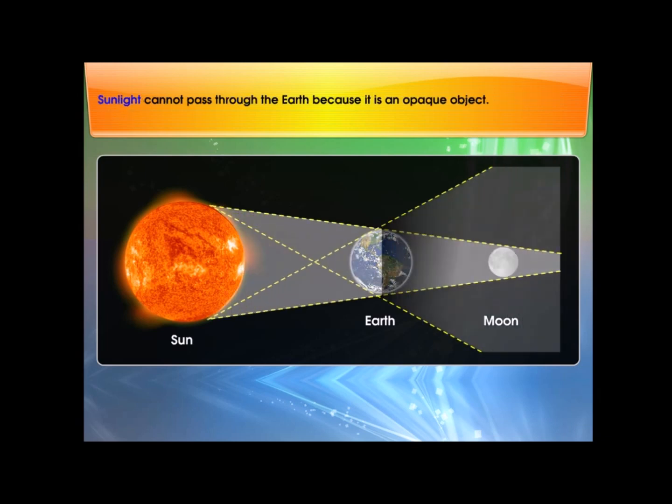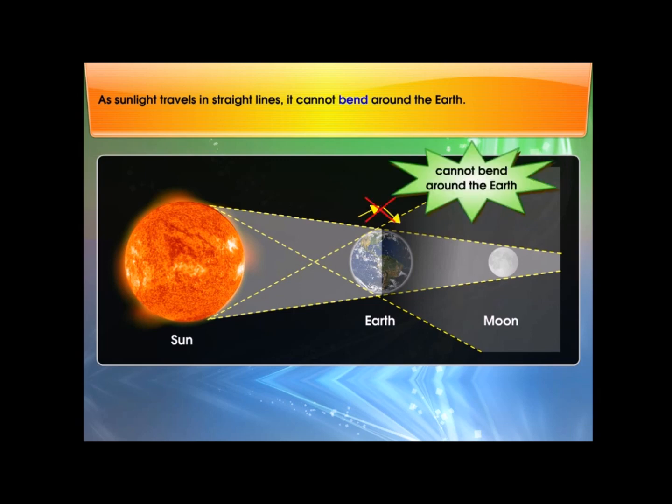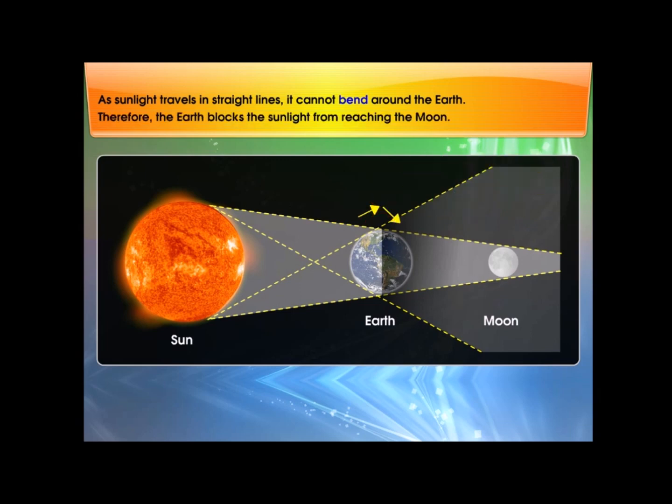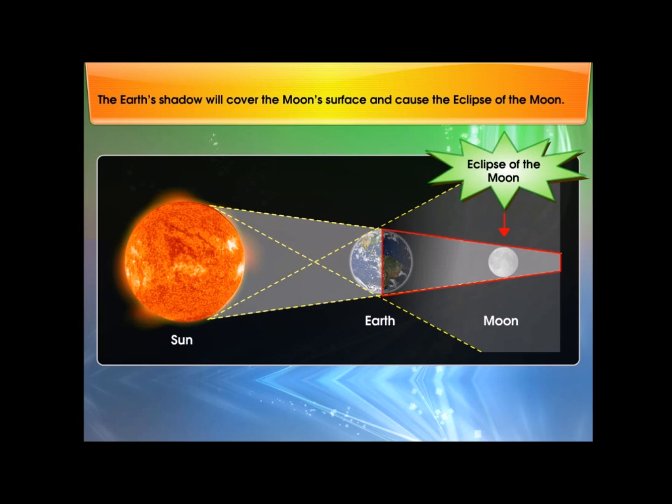Sunlight cannot pass through the Earth because it is an opaque object. As sunlight travels in straight lines, it cannot bend around the Earth. Therefore, the Earth blocks the sunlight from reaching the Moon. The Earth's shadow will cover the Moon's surface and cause the eclipse of the Moon.